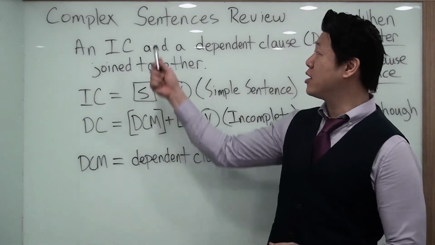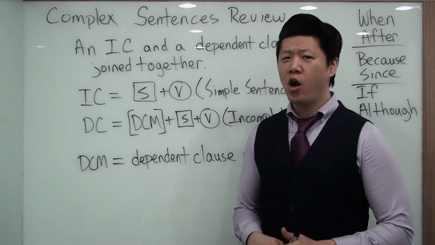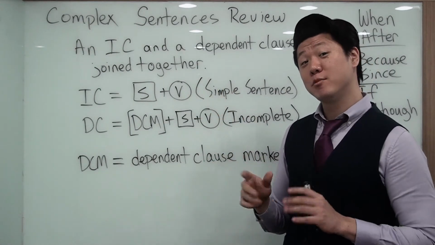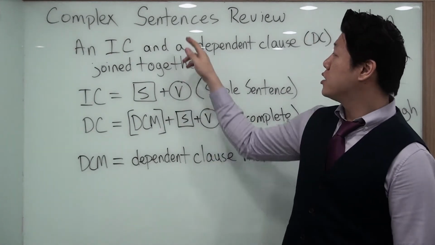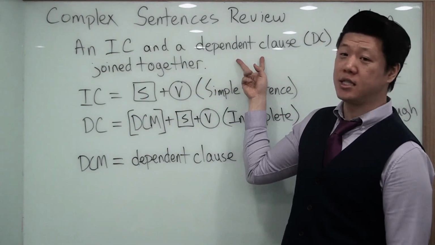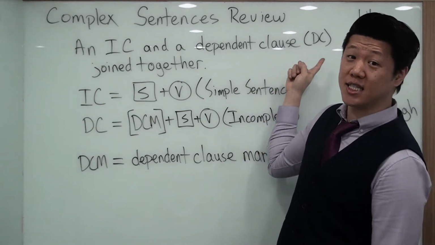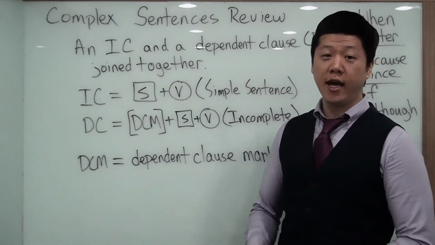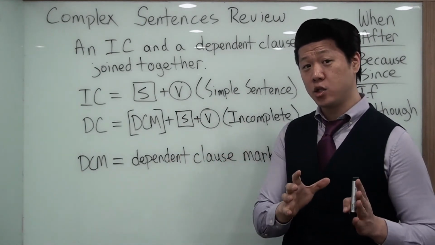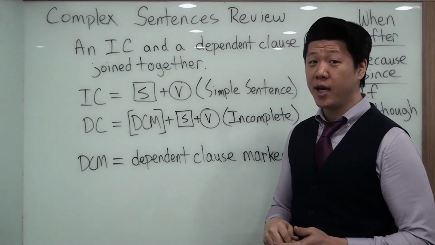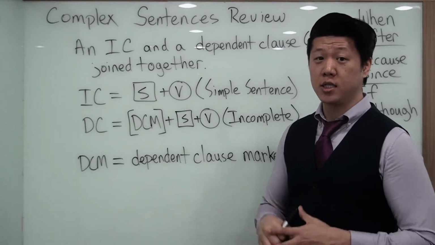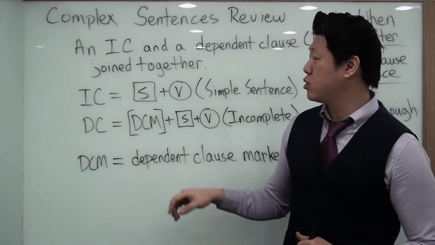Today's lesson is on complex sentences. Now, we already talked about compound sentences. Complex and compound, similar, but still enough differences. So a complex sentence is an independent clause and a dependent clause, which we're going to call a DC, joined together. So a compound was independent clause plus an independent clause joined by a conjunction or a semicolon, but a complex sentence is an IC and a DC joined together. So how do we have those combinations?